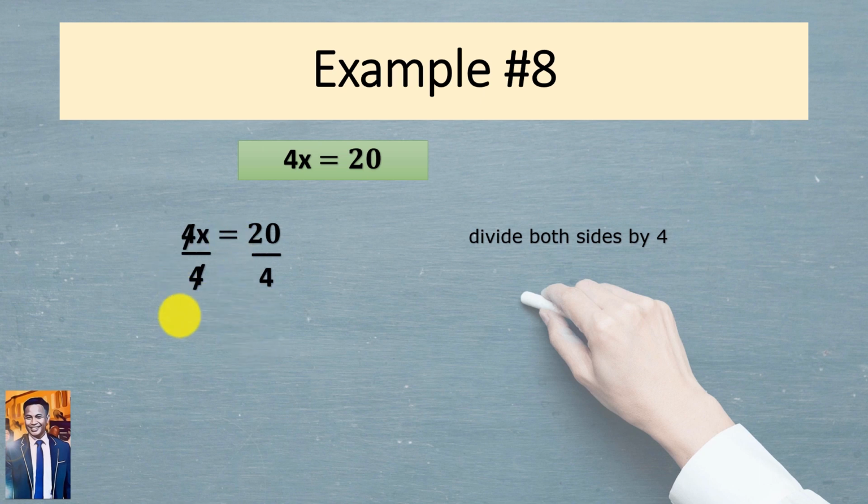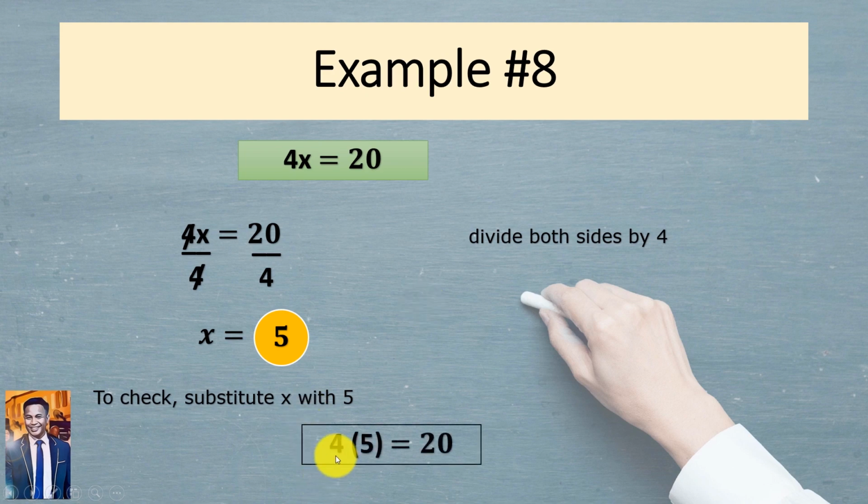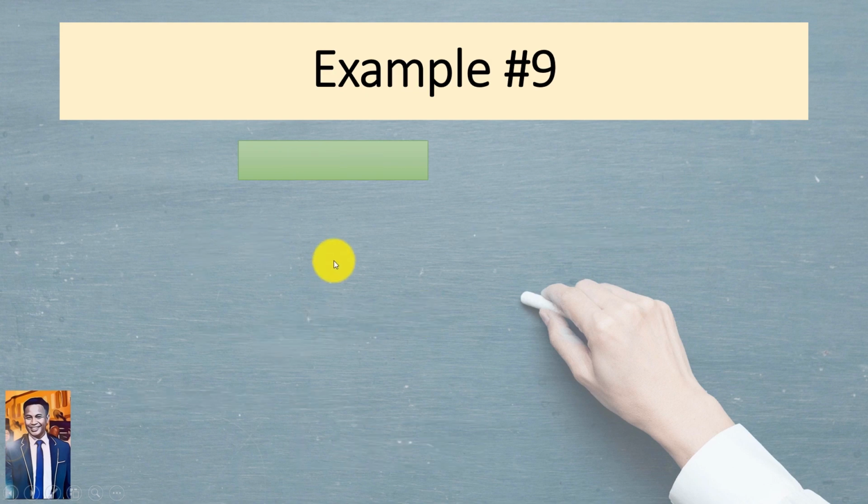So that becomes 1 times x. And 1 times x is equal to x. Okay? Kaya hindi na natin nilagay yung 1 doon. And we can now divide 20 divided by 4 and our answer will be 5. Now, we are going to substitute x with 5 and that becomes 4 times 5 is equal to 20. Okay, next, example number 9. 3x plus 6 is equal to 30. Okay, unang gagawin, pansinin natin, merong plus 6.